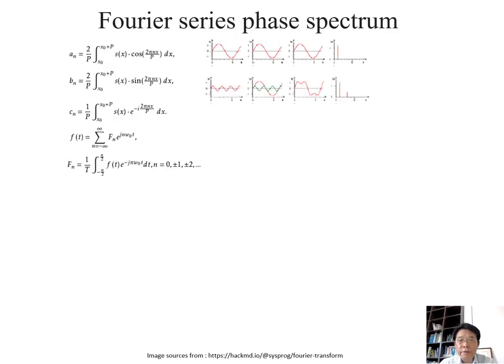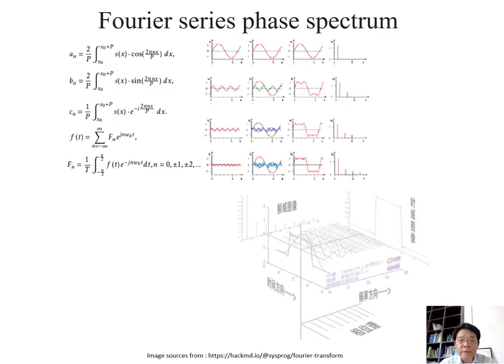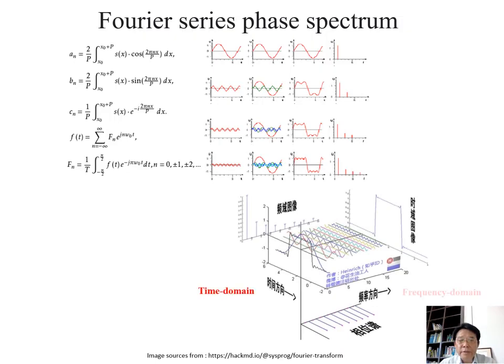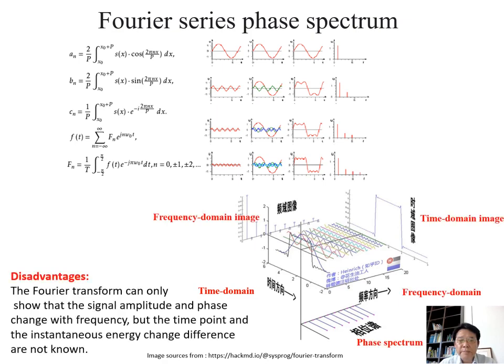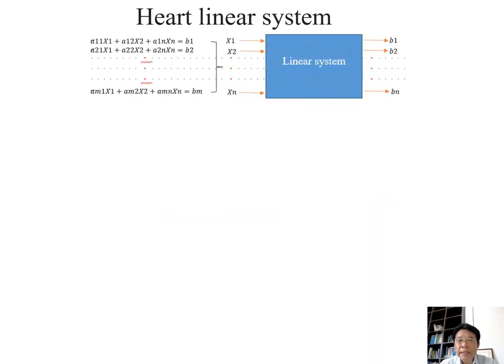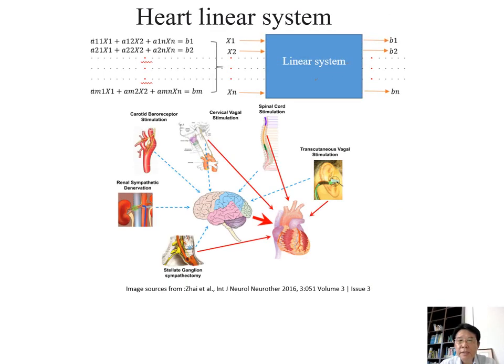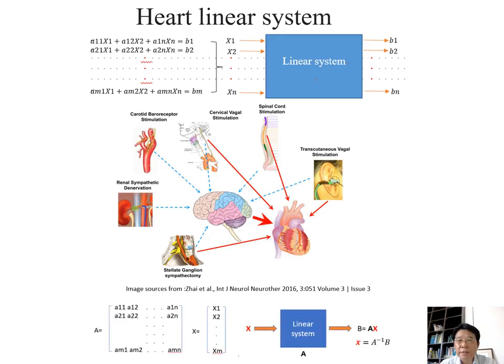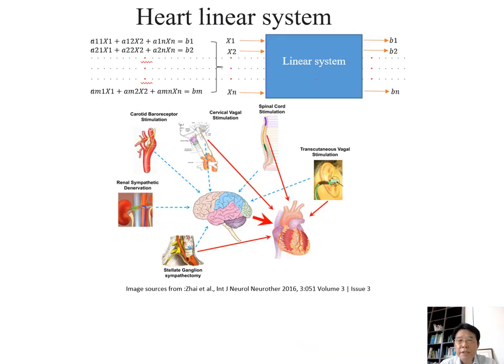The Fourier transform can only show that the signal amplitude and the phase change with frequency, but the time point and the instantaneous energy change difference are unknown. We can treat the cardiac system as a linear system, and from the difference of ECG output result, we can obtain whether the cardiac body is damaged.